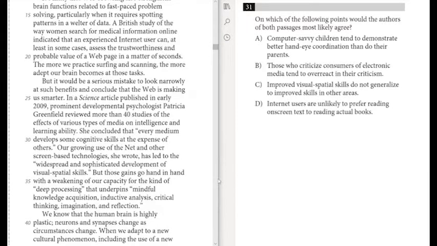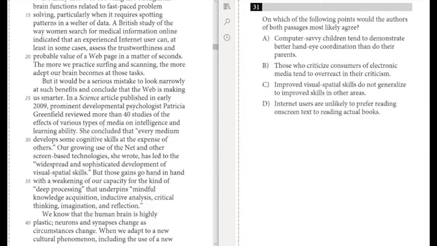So this might be one of the questions that you'd want to leave to the very end. The question asks, on which of the following points would the authors of both passages most likely agree? And the answer for this is going to end up being answer choice C, and I'm just going to go ahead and show you where both passages say things like that.